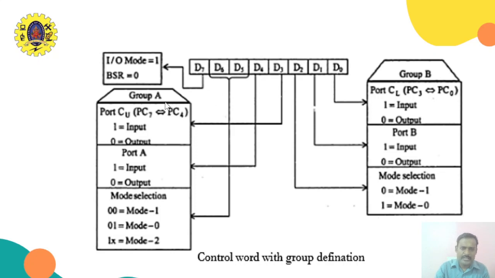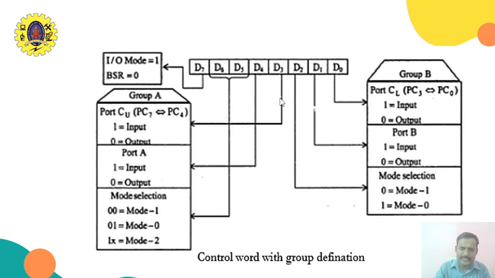Look at this. These bits are the group A signals and these are the group B signals. D5 and D6 are used for mode selection. If D6 D5 is 00, it selects mode 0; 01 selects mode 1; and 1x, don't care, selects mode 2 operation. Look at D4, which is used for port A: 1 means input port, 0 means output port.